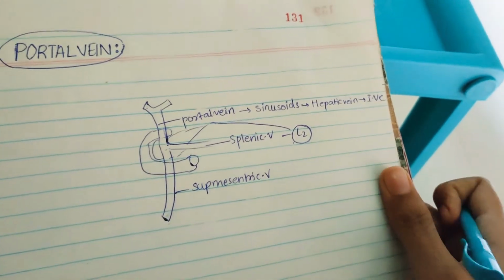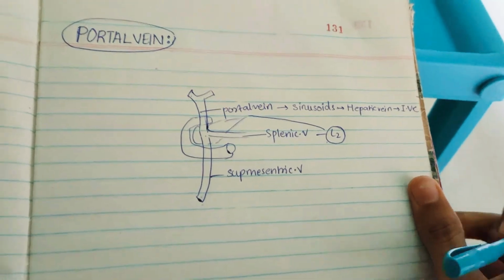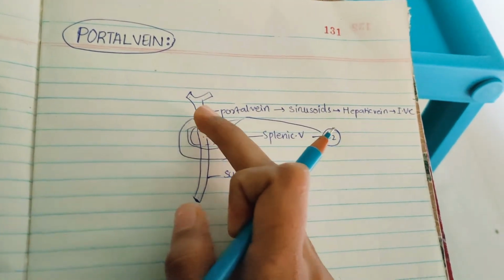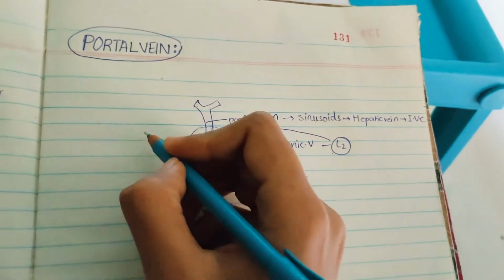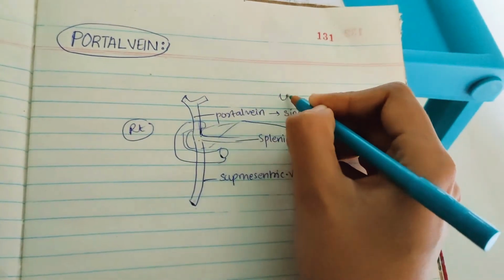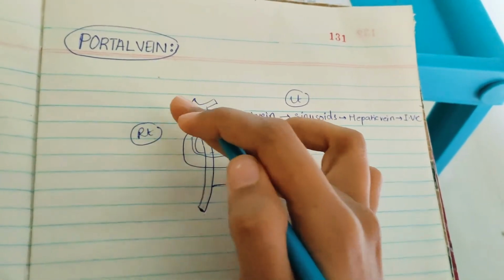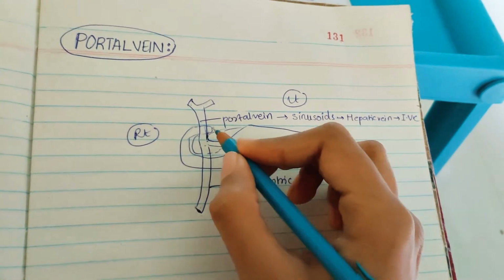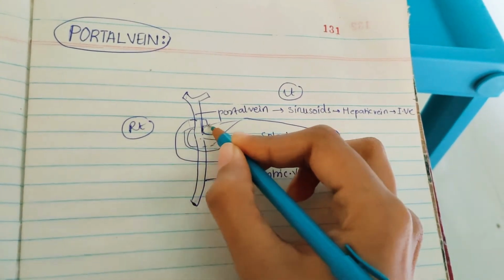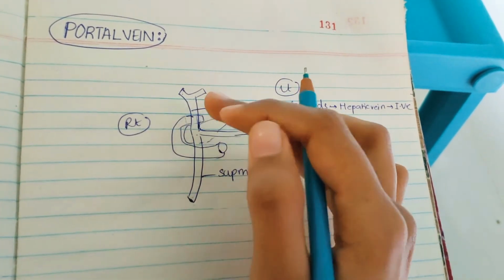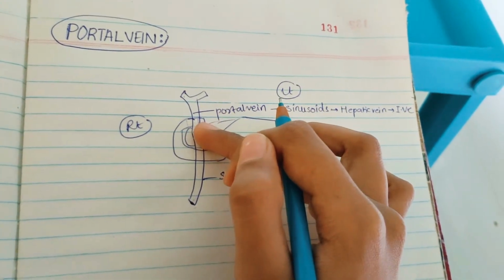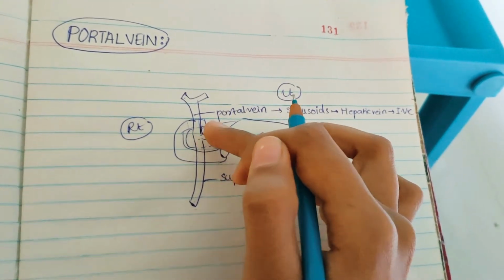Now coming to the course, how it is running. The portal vein runs upward, a little towards the right side. You can see this is the right side, this is the left side. So it is running somewhat towards the right side behind the first part of the duodenum. You can see this is the first part of the duodenum. Behind means it is passing back of the first part of the duodenum.